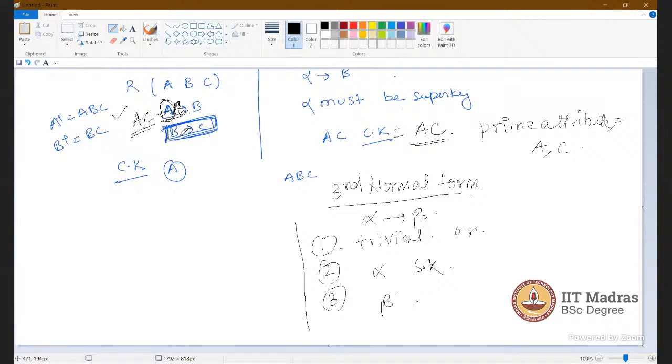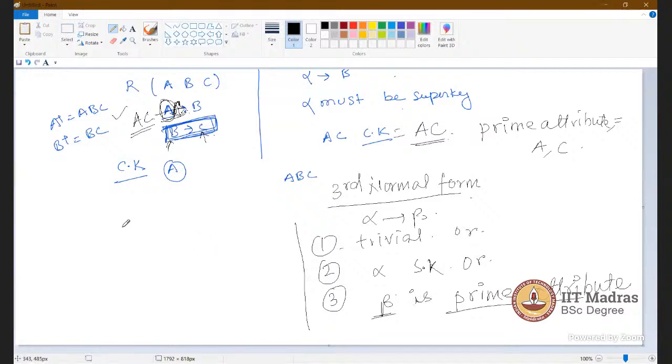B is not a super key, so check for C. C is a prime attribute or not. You can check, this is the prime attribute, right? But sir, B is not a super key, no, sir. Either B is a super key, or C is a prime attribute, right? Okay, sir. So it satisfies this particular condition, right?